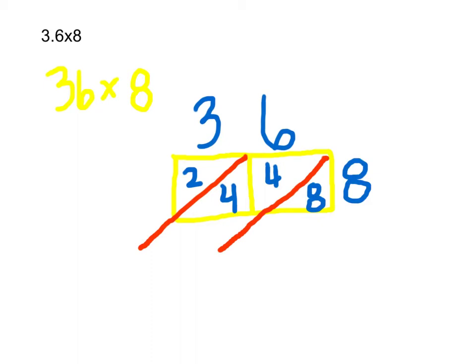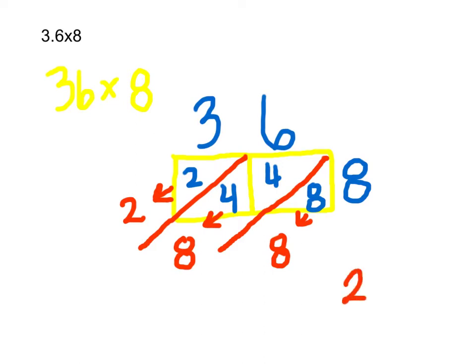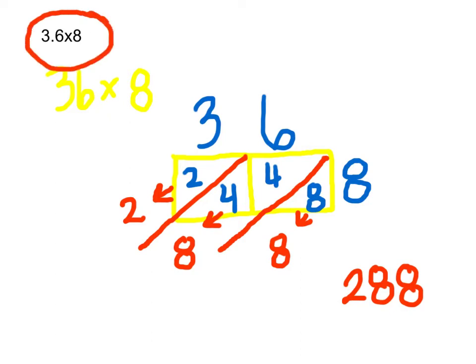I know that 8 plus nothing is going to equal 8. 4 plus 4 is going to equal 8. And 2 plus nothing is going to equal 2. So now I have 288. But I need to go back to my original problem of 3.6 times 8 in order to figure out where to put the decimal.